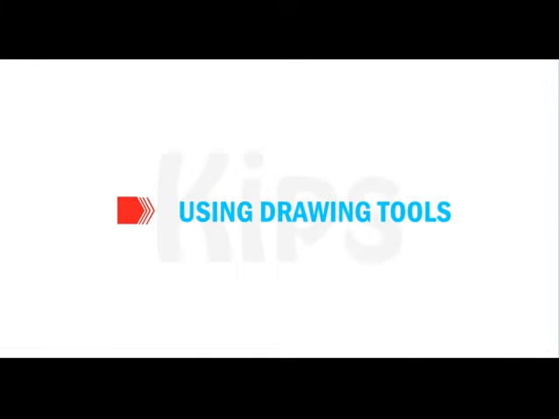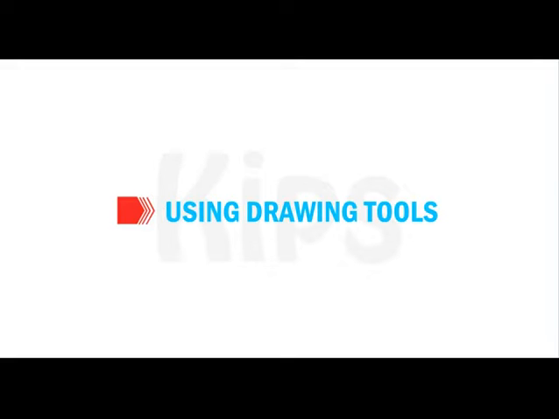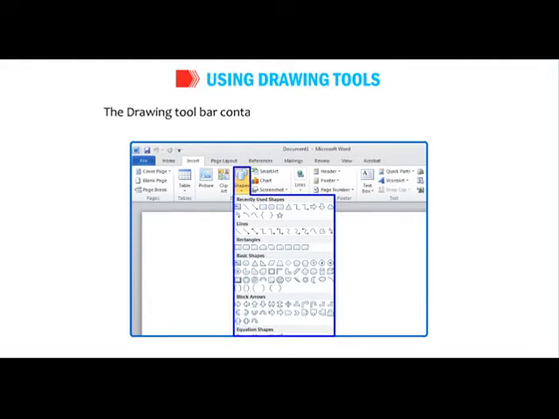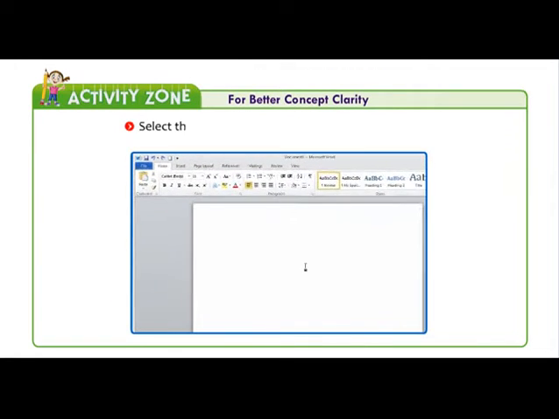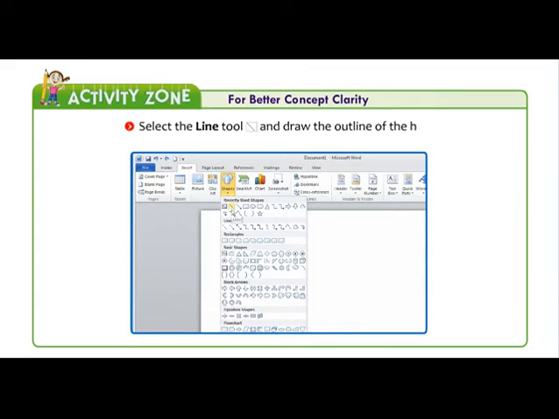Let us find out how to use drawing tools. The drawing toolbar contains various options to format shapes. Let us create a hut using various shapes. Activity. Select the line tool and draw the outline of the hut.